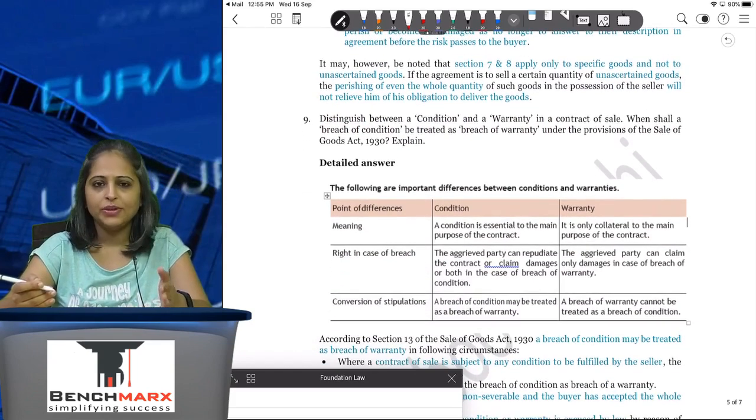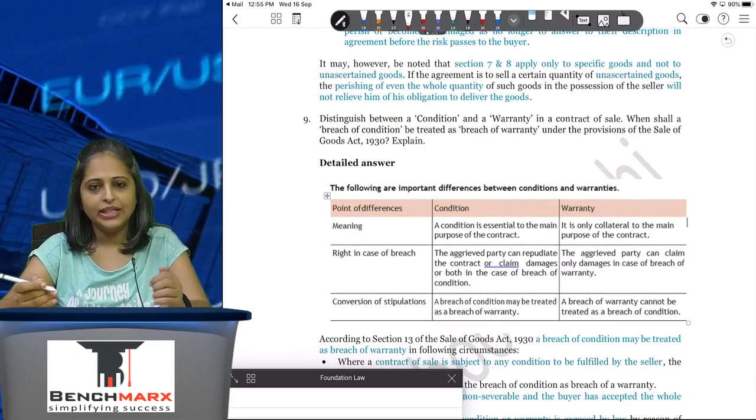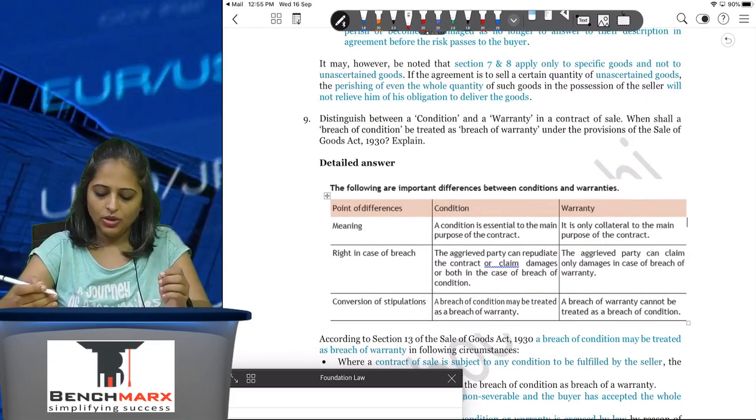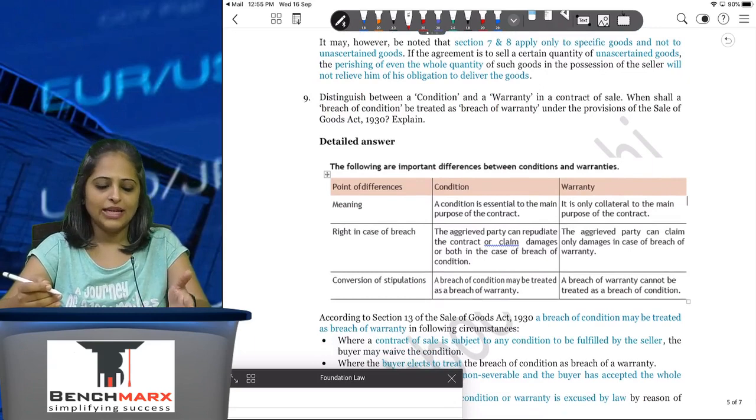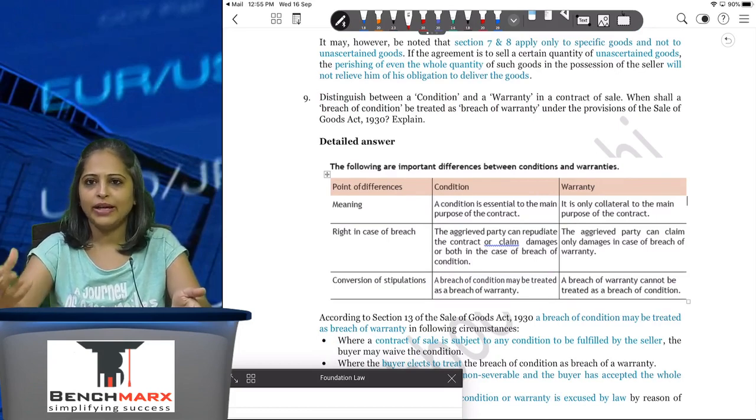Distinguish between a condition and a warranty in the contract of sale. When shall a breach of condition be treated as a breach of warranty under the provisions of the Sale of Goods Act? So in Sale of Goods Act, you've seen what a condition is, what a warranty is. Condition is basically something that I want to buy this product for this particular reason. That's the main part of the contract, why you are in the first place entering into the contract.